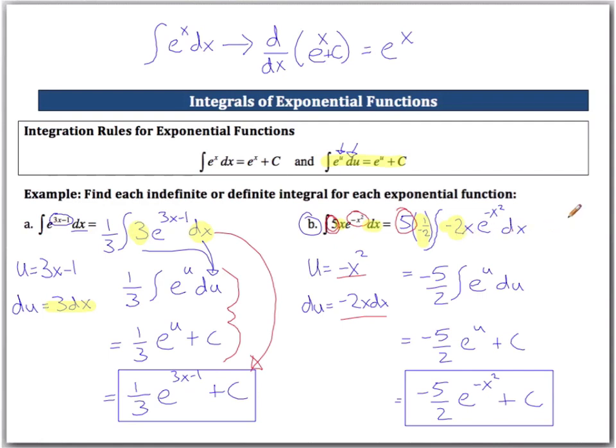Okay, and now we can see that we have du here. So I just used u substitution, e to the u du. The integral then is e to the u plus c. And then I back substituted u equals negative x squared in for u. And here is your final answer. All right, let's move on.